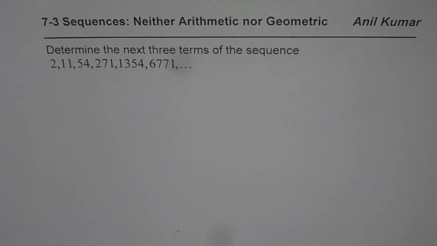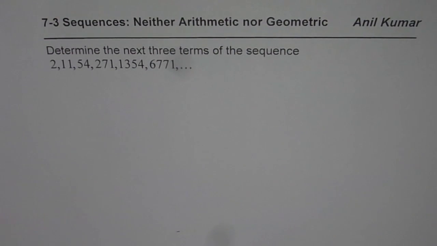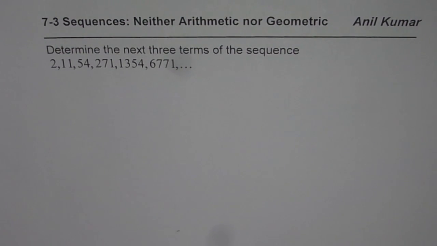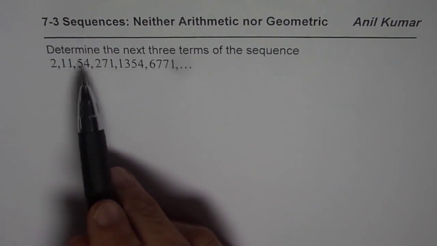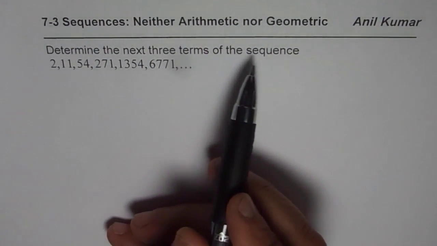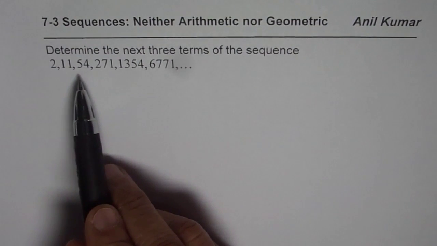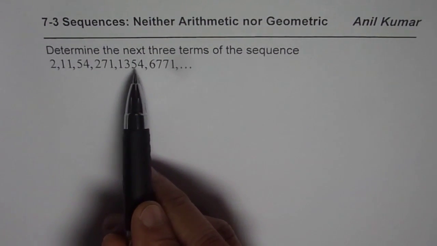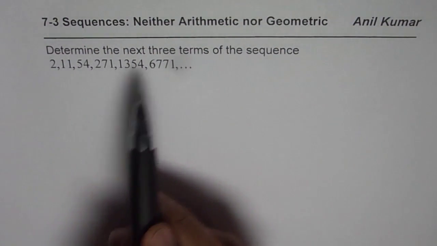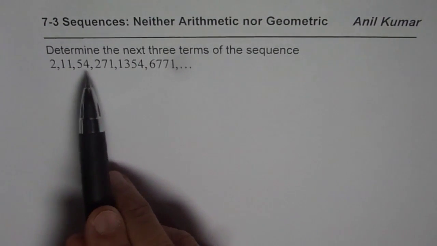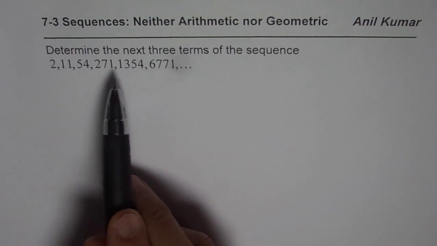I'm Anil Kumar, and now we will see how to find a general rule for a sequence which is neither arithmetic nor geometric. The question here is, determine the next three terms of the sequence 2, 11, 54, 271, 1354, 6771. What we observe here is that the numbers are increasing rapidly.